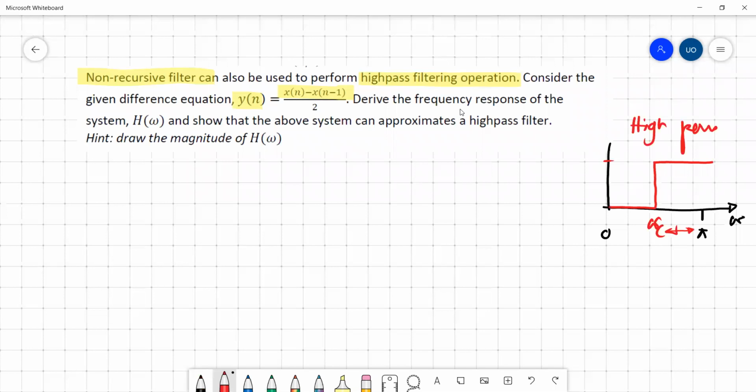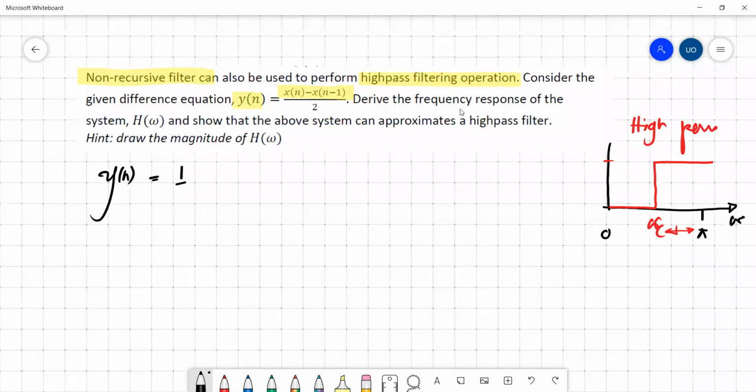So this is a high pass filter, so we know that as well. Then the difference equation is y[n] = x[n] minus x[n-1], over 2, and we are asked to derive the frequency response of the system. So y[n] equals, I'll simply expand this one.